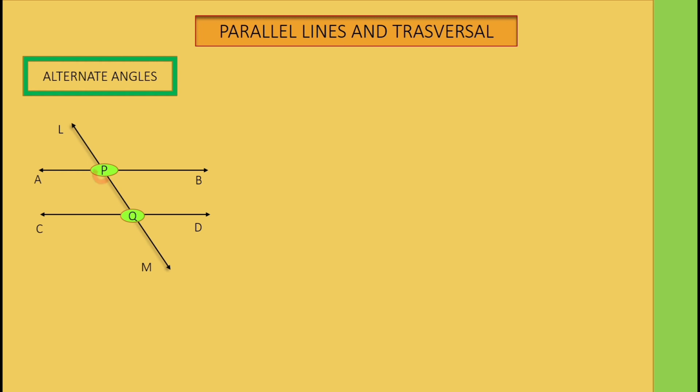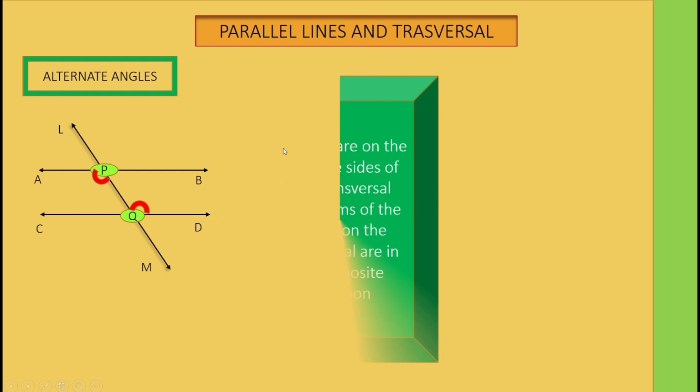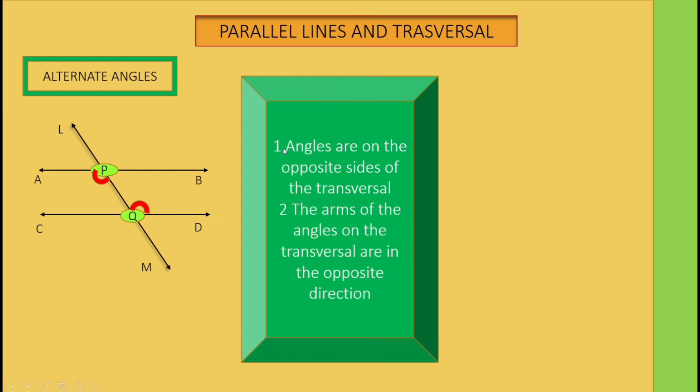Now look at these two angles which are formed here. The first angle is angle APQ and the second angle is angle PQD. Look at these two angles, angle APQ and angle PQD, and now we are going to learn about the characteristic of these two angles.